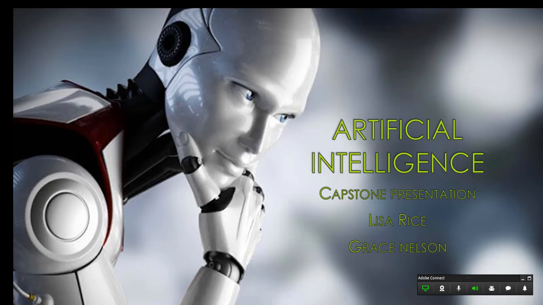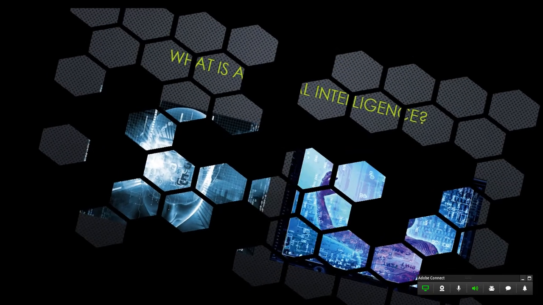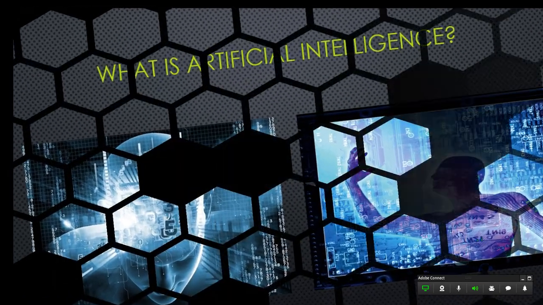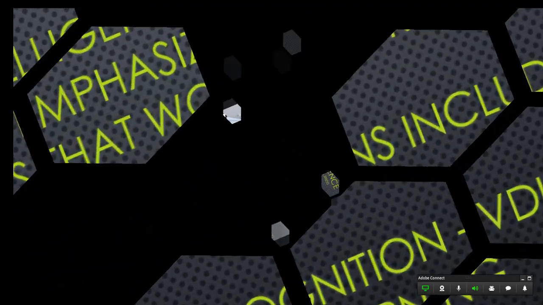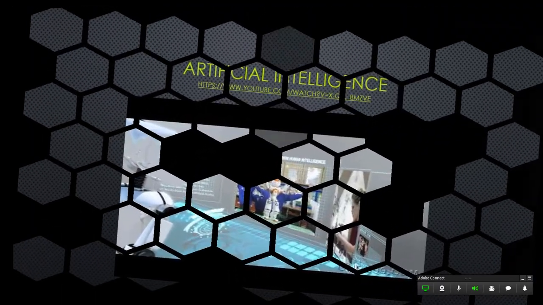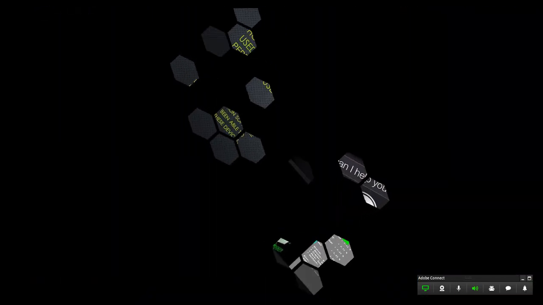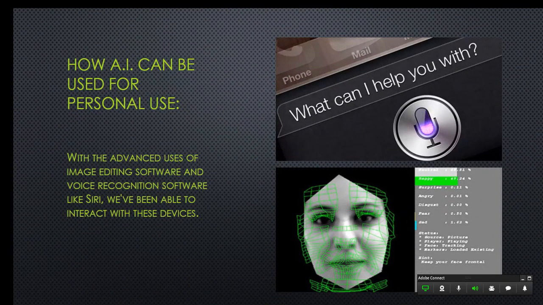So Lisa started off talking about the slides. Grace was running the recording in Adobe Connect on her end. As they go through the slides, I'm just going to try to go through this as quickly as I can, although this is very cool effects they put on there. Then she says, okay, so next Grace is going to talk about how artificial intelligence can be used for personal use. And then Grace starts talking. So that's kind of the handoff that Lisa did with Grace.